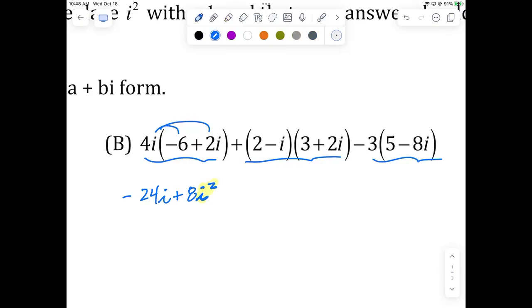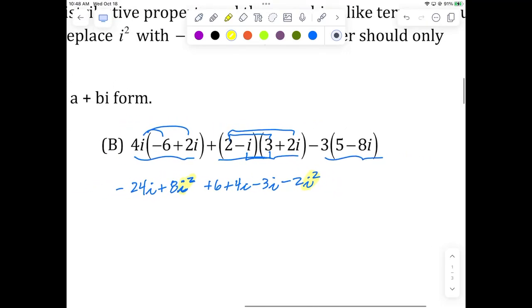All right, in the next one, we're going to have to FOIL. So we get 2 times 3 is plus 6. The outer is going to be plus 4i. The inner is going to be minus 3i. And then the last is minus 2i squared. So again, don't replace i squared right there. Just make a mental note that we picked up another i squared. And then the last, we distribute the negative 3.